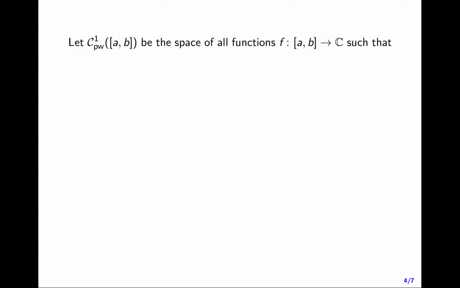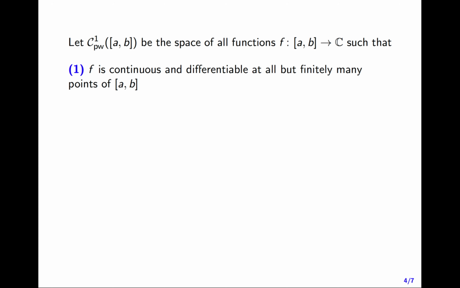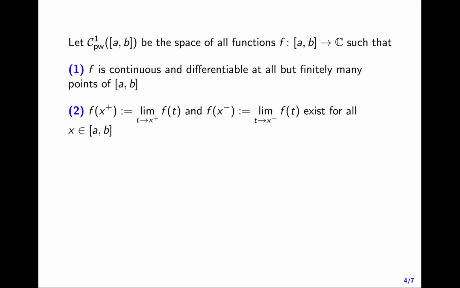I'm going to let C1 piecewise of the interval a to b be the space of all functions f from the interval a to b into the complex plane such that the following hold. f is continuous and differentiable at all but finitely many points of the interval a to b. If I put f of x plus as the limit as t goes to x from the right of f of t, and f of x minus as the limit as t goes to x from the left of f of t, these two limits exist for all x in the interval a to b.